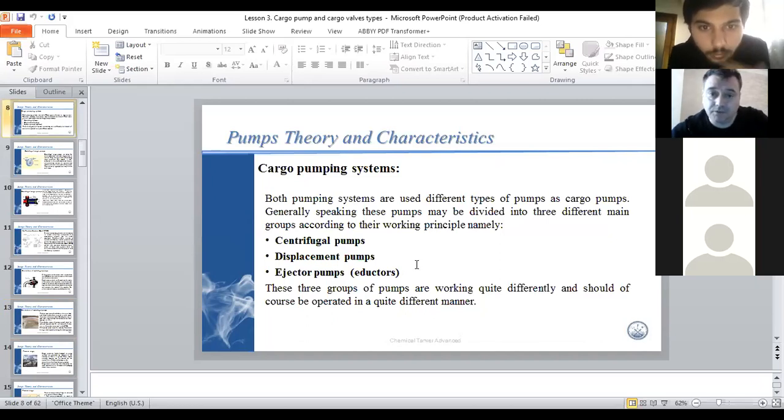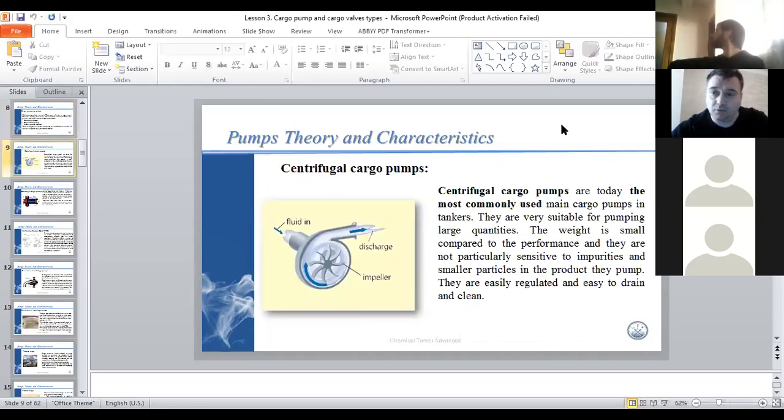On board the ship, we use three different types of pumps. Normally, we can use of course more, but normally cargo pumps are three different: centrifugal pump, displacement pump, and ejector, eductor pump. How are they working? Let's see them one by one. Centrifugal pump.